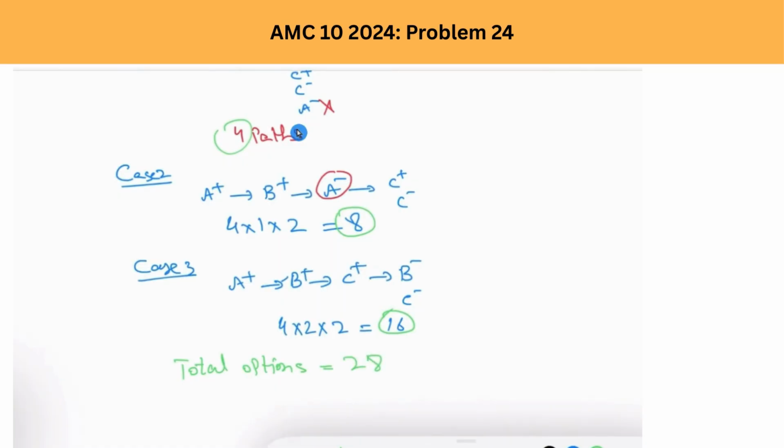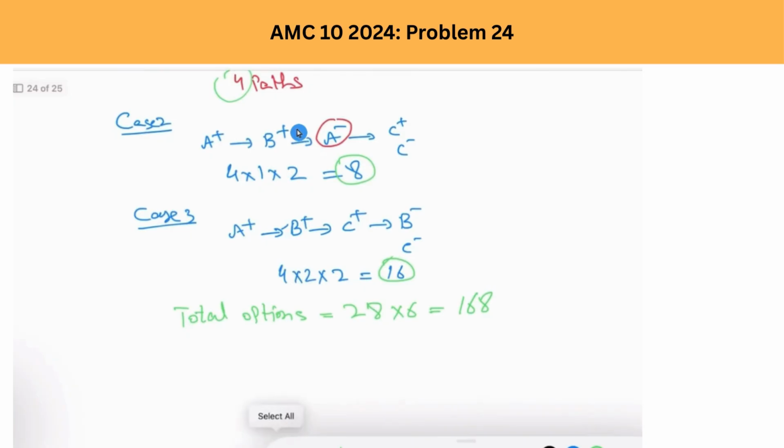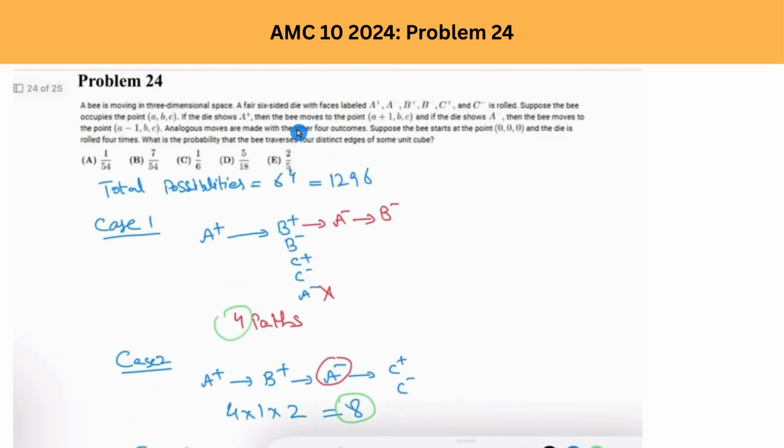However, this 28 is assuming that I start at A plus. I could have started with any of the six, so I multiply by 6. The total number of options that I get is 168. And the probability is simply the successes divided by the total, which was 1296. If I solve, then I would get 7 over 54. So the answer is B for this problem.